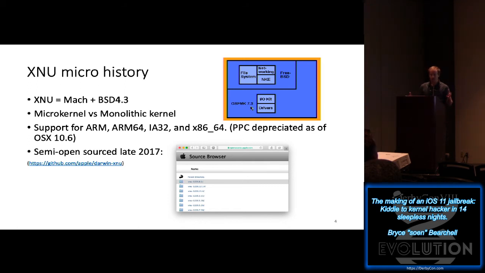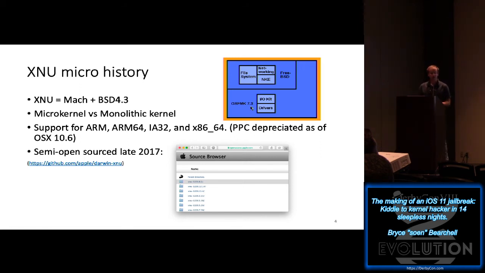It's kind of like the combination: they took this microkernel, Mach is a microkernel, it's super small, barely does anything, but does it very efficiently. And then they kind of duct tape FreeBSD onto it to get all the functionality of FreeBSD. And it supports all those architectures listed up there. They dropped PowerPC because they don't make PowerPC machines anymore, which is fine.